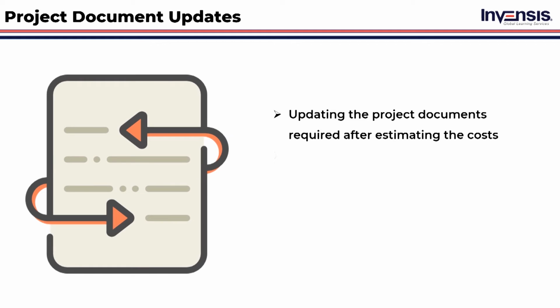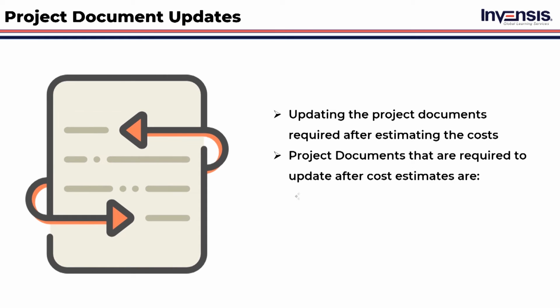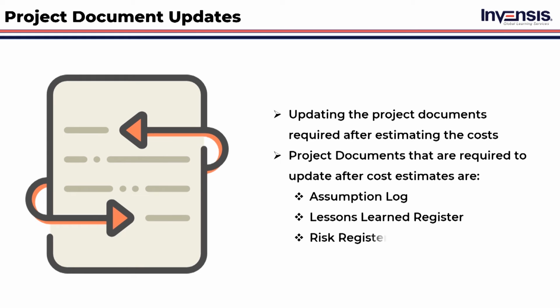With all these outputs, the estimates will alter a few project documents, and those need to be updated. Project documents that are required to be updated after cost estimates are the assumption log, the document that has all assumptions, which needs to be updated with the latest assumptions of work. Lessons learned register. This register can act as a guide to other parts of the project or upcoming projects, so it should be updated if there are any changes or new steps in the project. Risk register. This is a document that helps to document the anticipated risks, so after this process, if there are any risks anticipated, they need to be updated. This is all about the outputs of estimate costs, which defines the estimated costs and their basis.